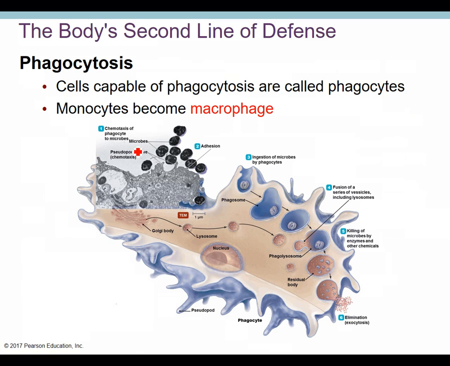So don't confuse the word macrophage with, remember, bacteriophage, that's a virus that infects bacteria. Macrophage is a white blood cell that can move around your tissues and do phagocytosis on anything that it finds that shouldn't be there. So that would be any kind of pathogen, for example.